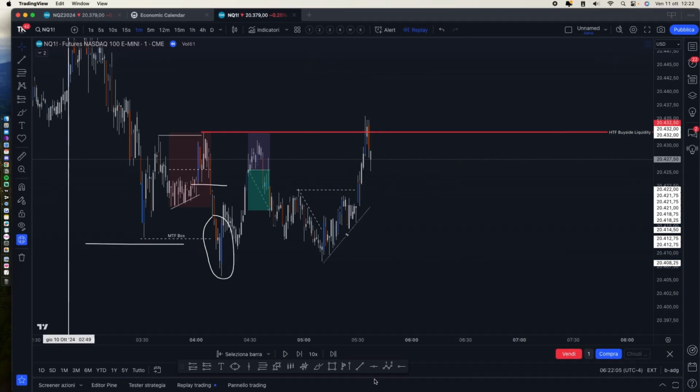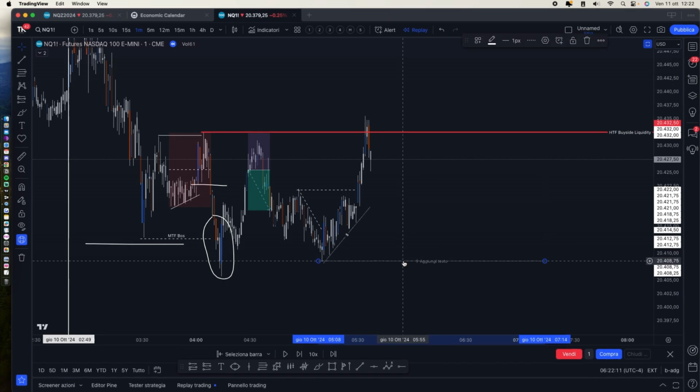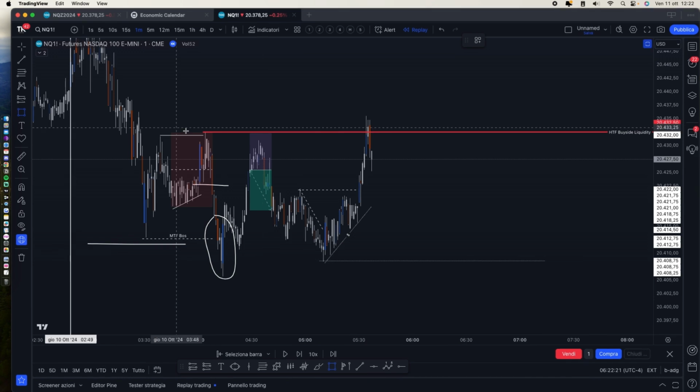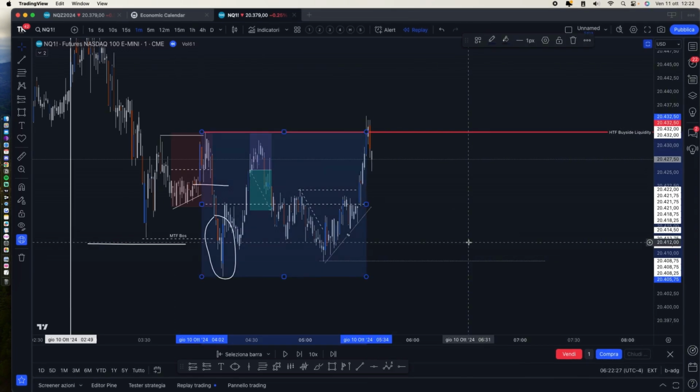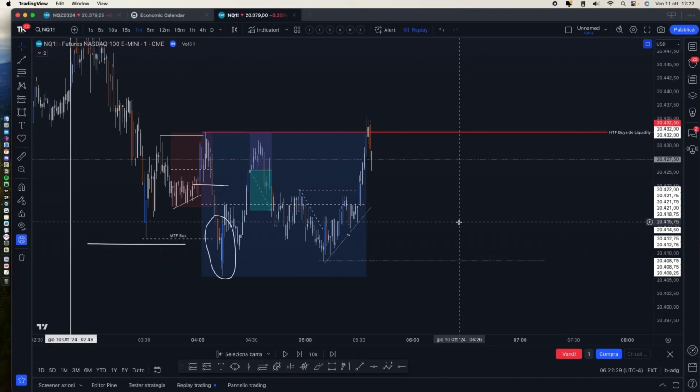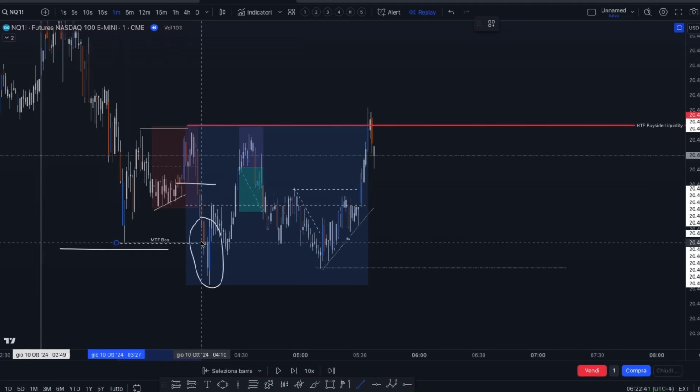It means that price will probably fill these lows. But as I told you, we are long. So this is the new demand zone that we have. Why? Because we broke the recent manipulation high and we have another manipulation here.